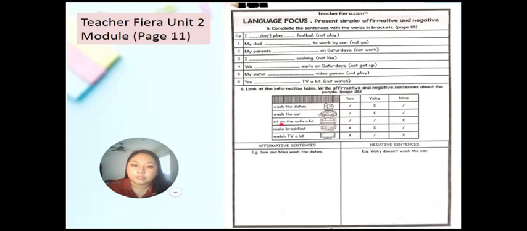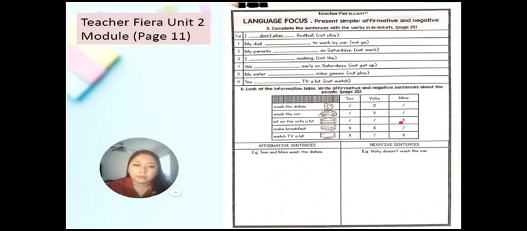Okay, let's see. Sit on the sofa a lot. So there are two affirmatives. Okay, two affirmatives. Who? Tom and Vicky. So what can we say? Tom and Vicky sit on the sofa a lot. So we write in here.